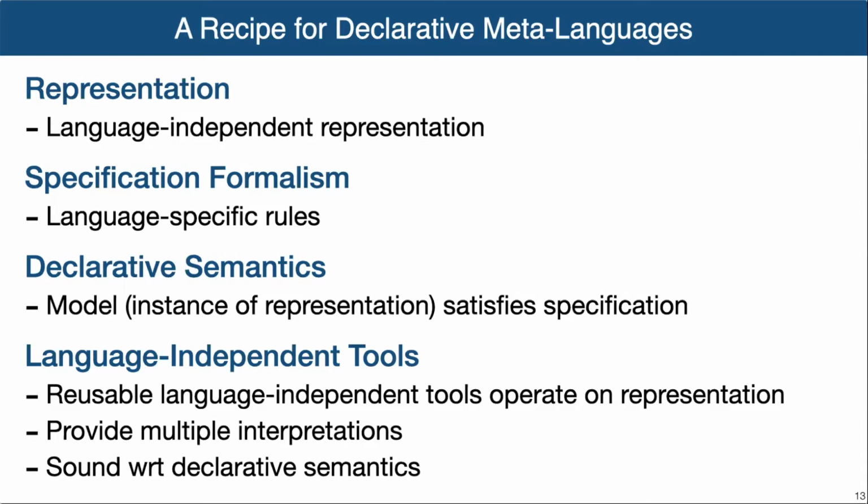So the idea for a meta language is that the language designer uses the specification formalism to define language-specific rules, and then there is an underlying language-independent representation, and we have a declarative semantics, and that's what the language designer understands. Declarative semantics says, well, what is a model that satisfies the specification? And then we can have various interpretations for that declarative semantics to derive different kinds of tools.